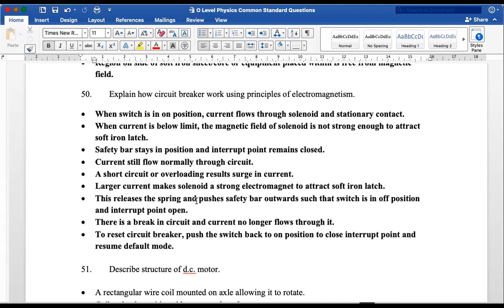A short circuit or overloading results in a surge in current. The larger current makes the solenoid a stronger electromagnet to attract the soft iron latch. This releases the spring and pushes the safety bar outwards, such that the switch is in the off position and the interrupt points open. There is a break in the circuit and current no longer flows through it. To reset the circuit breaker, push the switch back to the on position and close the interrupt points.